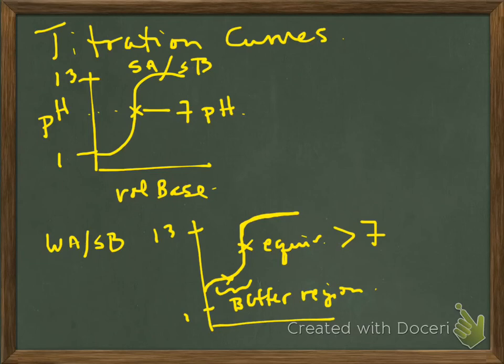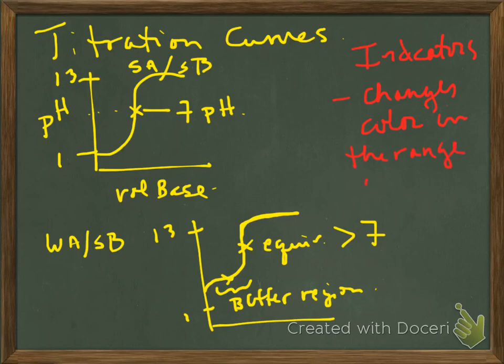Okay, indicators. Okay, you're going to choose the indicator so that it changes color in the range of the equivalence point. Okay. So for here, an indicator should have a pKin about 9.6. Okay, something greater than 7.